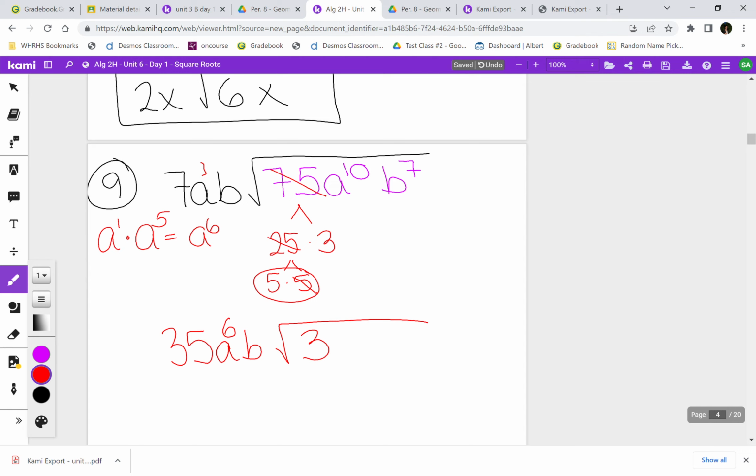All right, let's keep going now. B to the 7th. 2 goes into 7 how many times? 3 times with how many left over? 1. So 1b is going on the inside. Now we said b to the 3rd, 3 b's are going to the outside, right? But there's already a b to the 1st. So what's b to the 1st times b to the 3rd? B to the 4th. So we're going to have 35 a to the 6th, b to the 4th, root 3b.